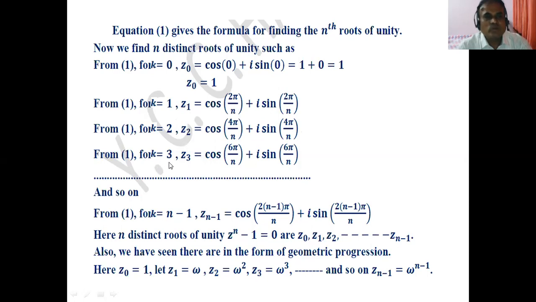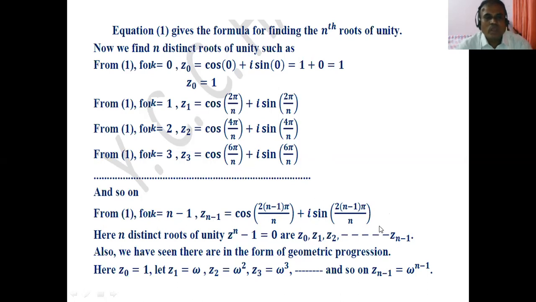Now we put k equal to 3 in equation 1, and therefore z3 is equal to cos 6π/n + i sin 6π/n. So this is the fourth root of unity, and in this way we find the n roots. Now, last, we put k equal to n minus 1 in equation 1, and therefore z_{n-1} is equal to cos 2(n-1)π/n + i sin 2(n-1)π/n. So this is the nth root.